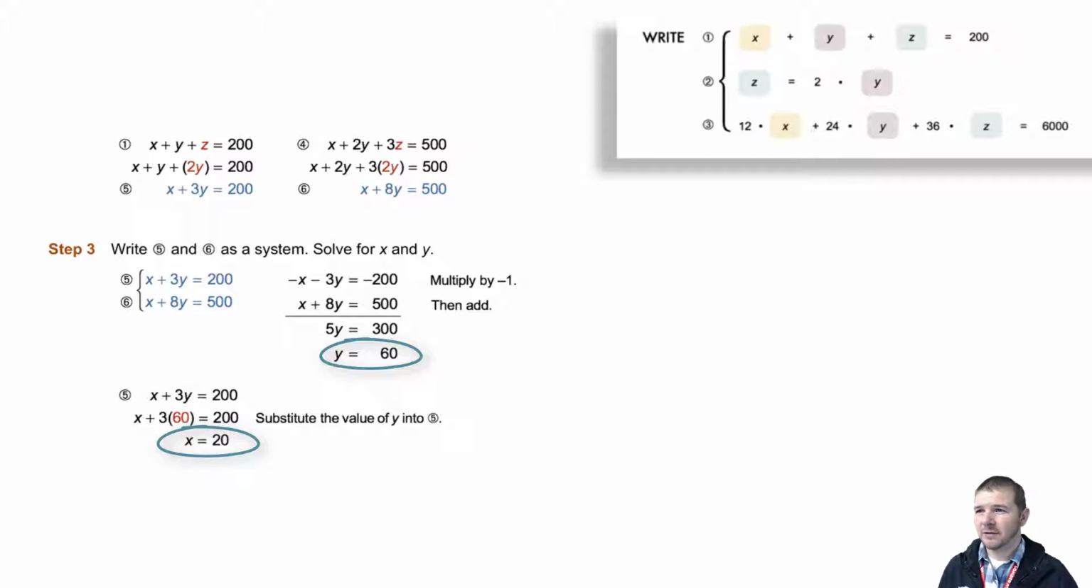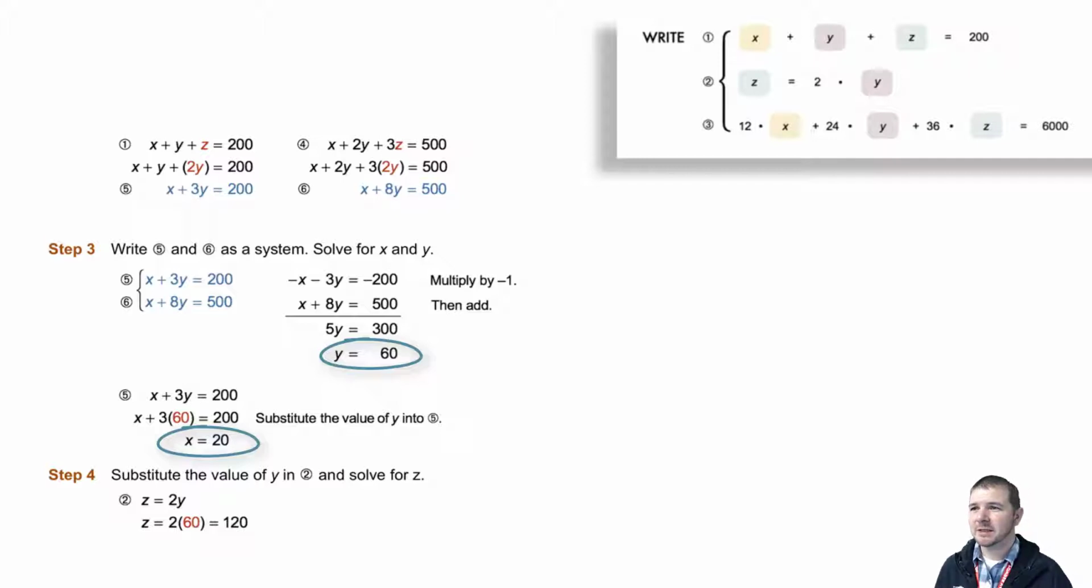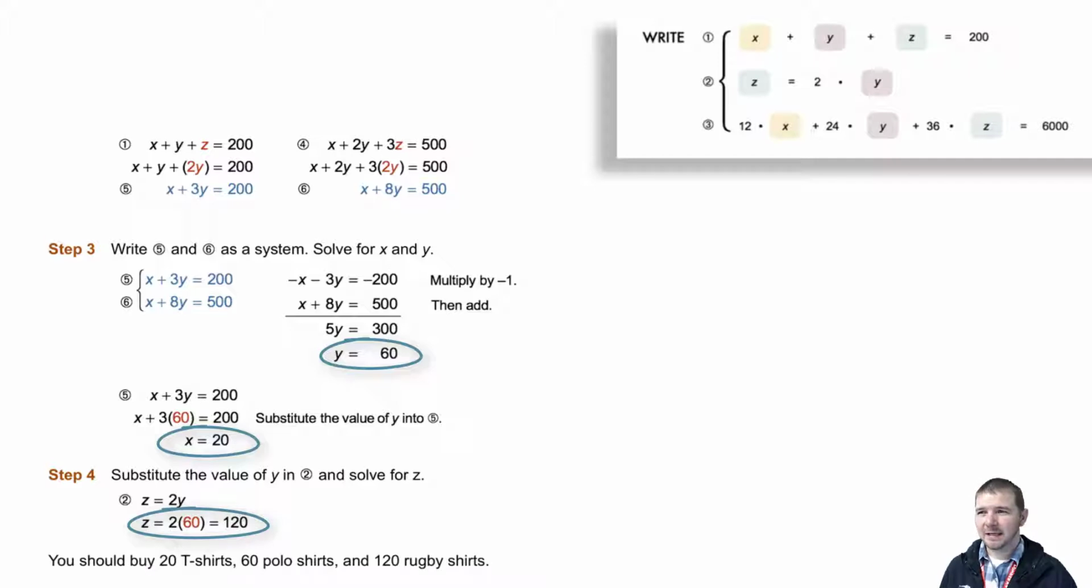We'll substitute the values 20 and 60 for x and y respectively into one of the original equations, in this case equation 2, z equals 2y. Substituting 60 for y, we find z equals 2 times 60, and that's 120. So now we can state you should buy 20 t-shirts, 60 polo shirts, and 120 rugby shirts.